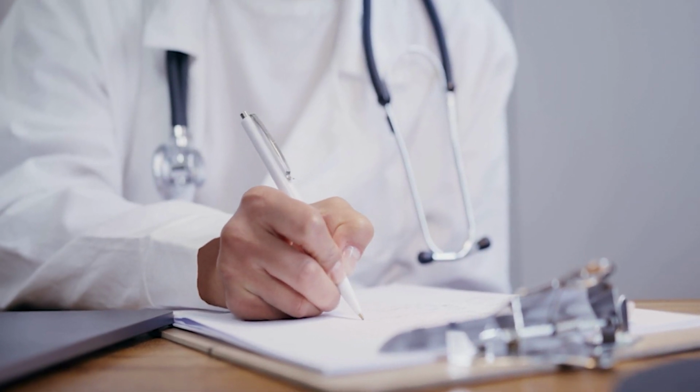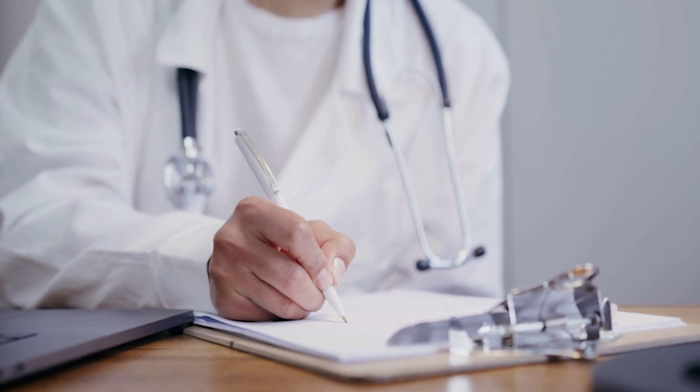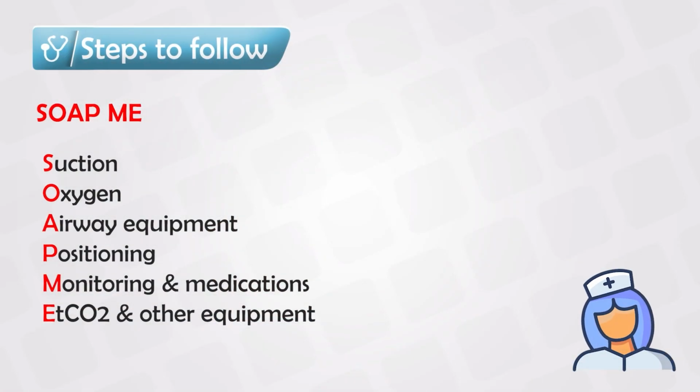Let's talk about the rapid sequence of intubation, the steps that you have to follow, and the medications that can be used. We intubate a patient whenever we feel that they cannot breathe on their own or that they're having impending respiratory failure. So we basically override the respiratory system and enable the patient to breathe. To remember the steps that you have to follow, remember SOAP ME.